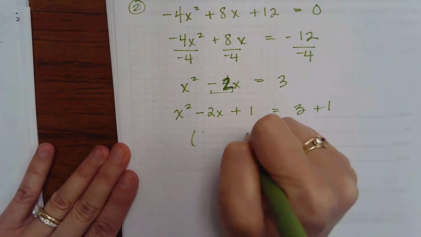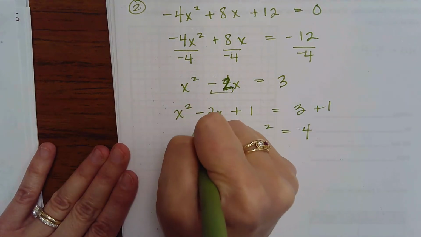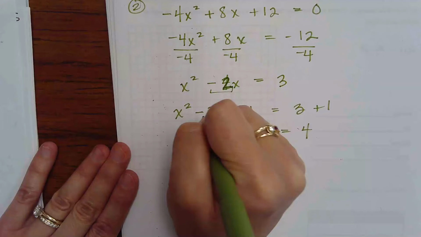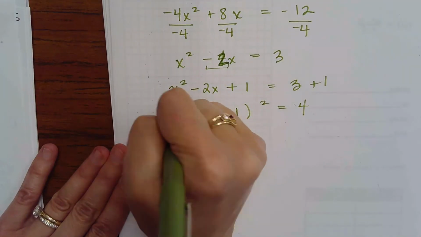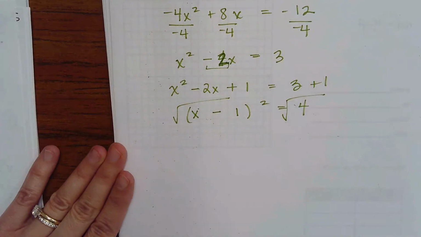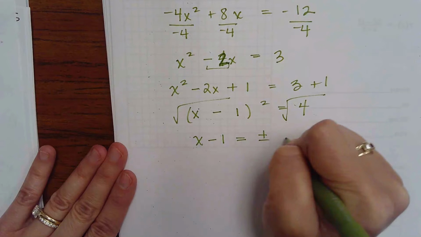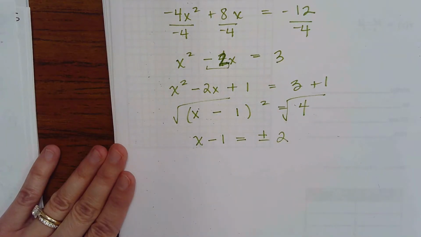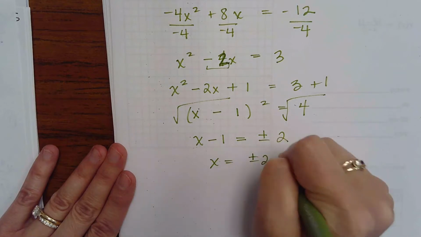This is going to be a perfect square trinomial. So this factors into x, and then the square root of 1 is 1, with the middle sign being negative. And then we're going to solve by square rooting. So I'm going to square root both sides. I get x minus 1 equals plus or minus 2. Don't forget the plus or minus. And then let's just add 1 to both sides.